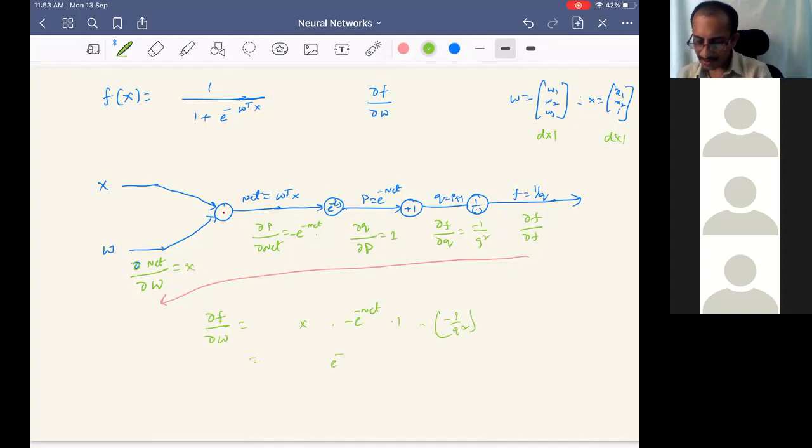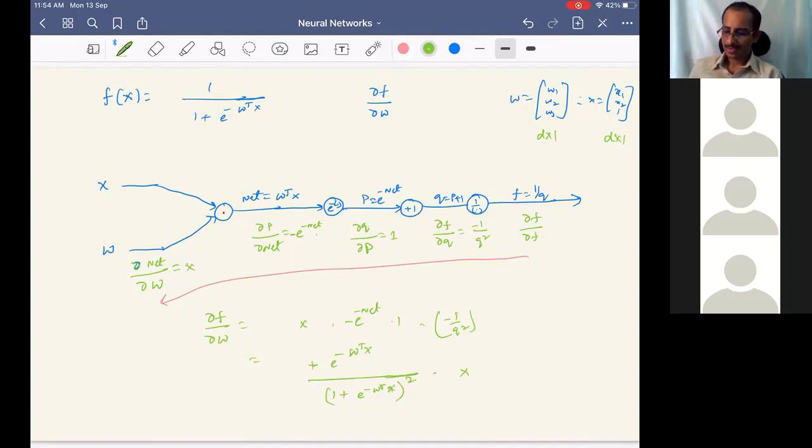And this is equal to what? Because I don't have net and Q square, these are all variables I introduced myself, I have to put them back in terms of what they are. So minus minus gets cancelled, and then Q square, what is Q? 1 plus e power minus W transpose X. Is this correct or not? What I am writing? Into X. Is this clear?